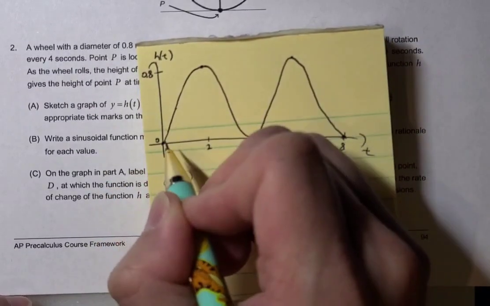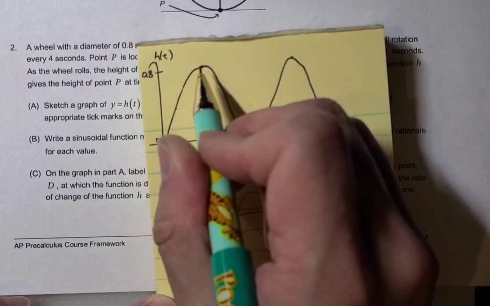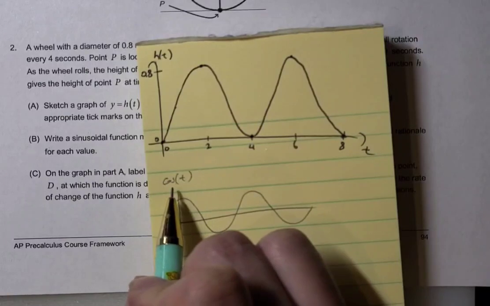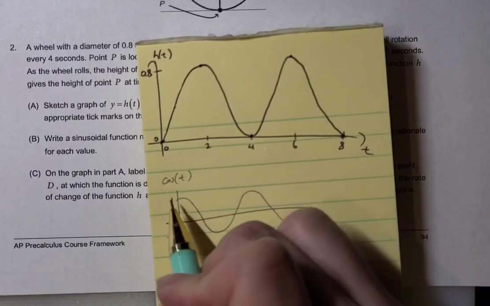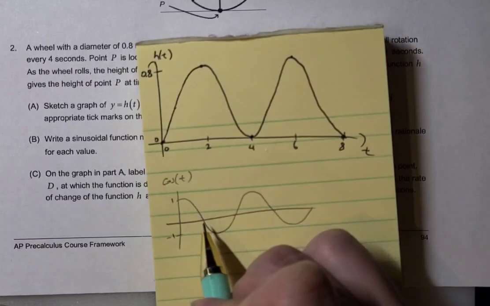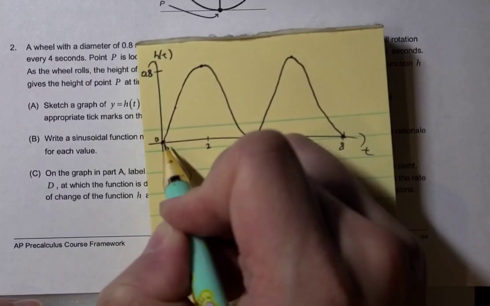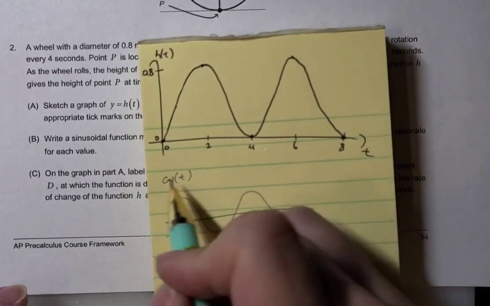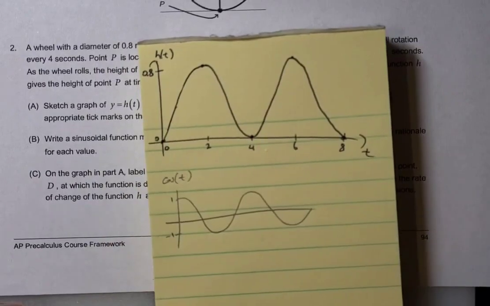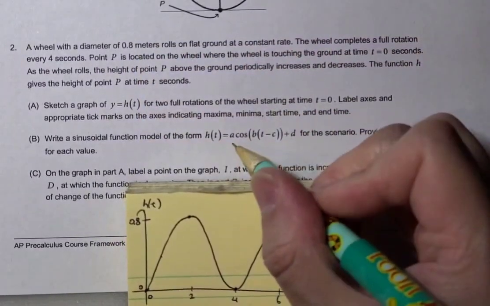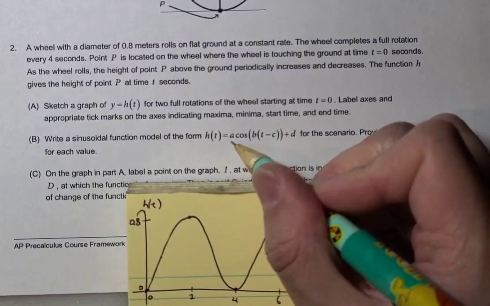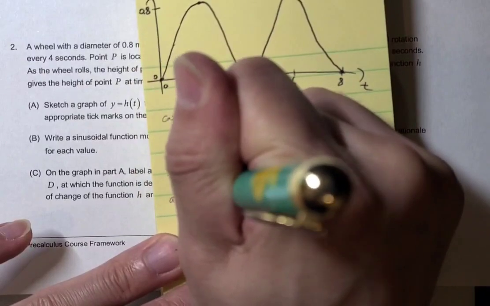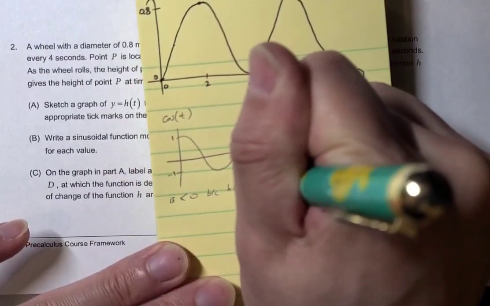So in our case, it starts at the min and then it increases. So it looks like ours is a reflection of cosine t. Hopefully you can see that one more time. Cosine t starts at 1 and then it decreases. 1 is the max. In ours, we start at the min and it increases, so it's the complete opposite. So maybe we want to reflect cosine of t to match ours. When we reflect, that has to do with a, so a has to be negative. So let's say a is less than 0 because h of t looks like a reflection of cosine of t.